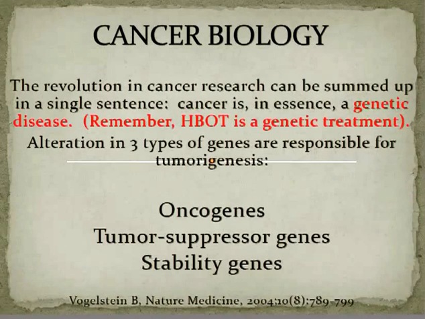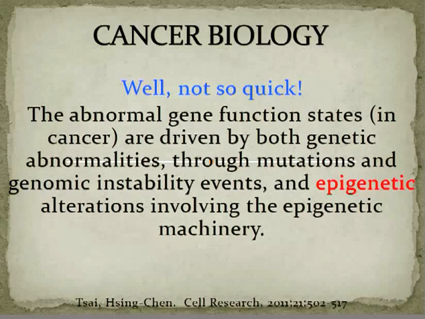Well, here's a summary statement by Bert Vogelstein at Johns Hopkins. The revolution in cancer research can be summed up in a single sentence. Cancer is, in essence, a genetic disease. Once again, hyperbaric oxygen is a genetic treatment. And what he says is that the alteration in three types of genes is what is responsible for tumorigenesis: oncogenes, tumor suppressor genes, and stability genes. But maybe not so quick. The abnormal gene function states in cancer are driven, it turns out, by both genetic abnormalities through mutations and genetic instability, and epigenetic alterations involving the epigenetic machinery.